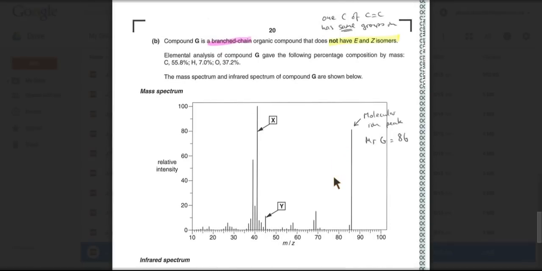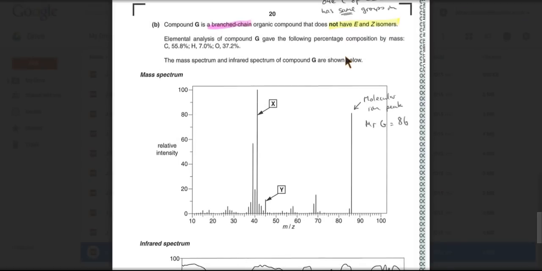Compound G, so part B now, compound G is a branched chain organic compound that does not have EZ isomers. So we're assuming here now that it's going to be an alkene, and because it doesn't have EZ isomerism, one of the carbons of the C=C double bond must have the same groups attached, otherwise it would be able to have EZ.